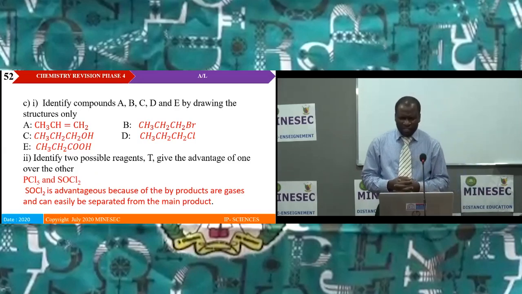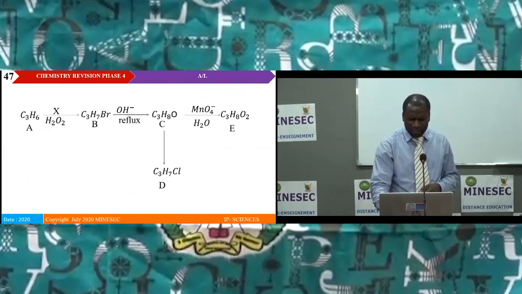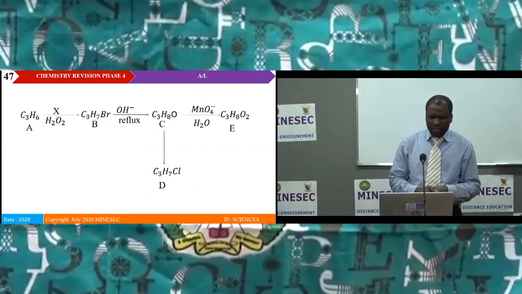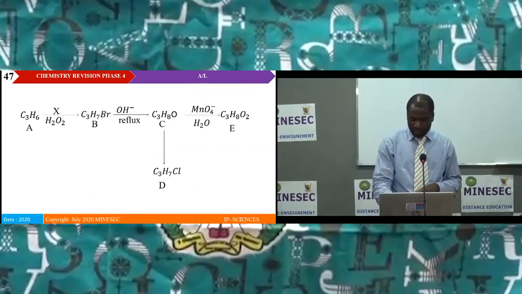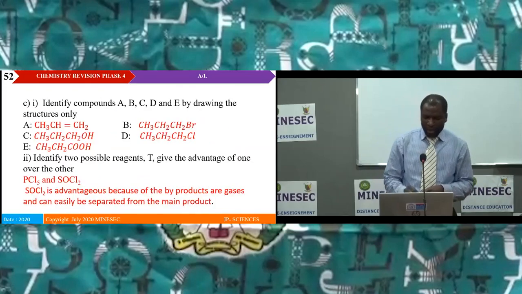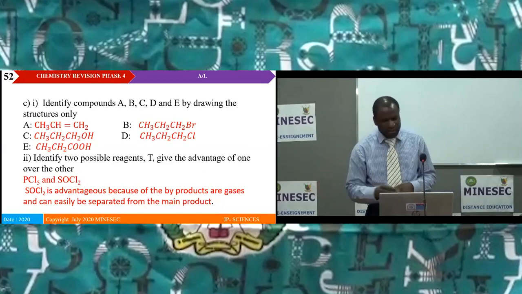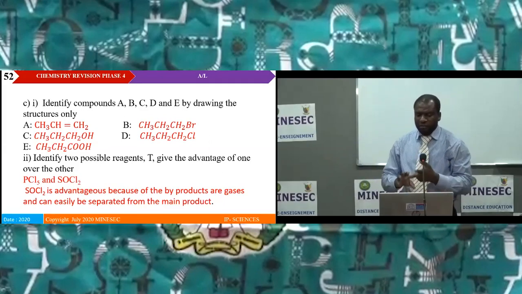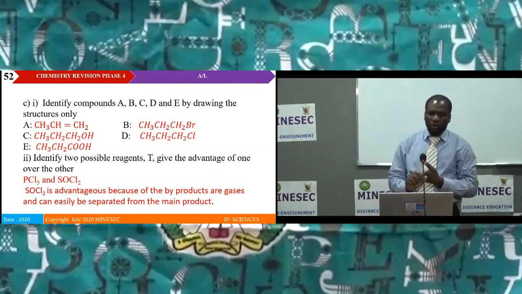Identify two possible reagents, T, and give the advantage of one over the other. So let's look at the conversion for T. T there on the diagram is a conversion from C to D. So the reagent converting C to D is T. C there is an alcohol, and we have an organic chloro compound there at D. So we can obtain chloropropane from propanol by two possible reagents, PCl5 and thionyl chloride. Those are the only two reagents that will convert an alcohol to a chloroalkane.